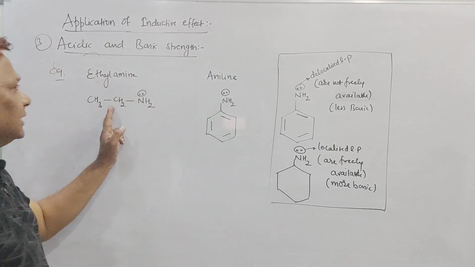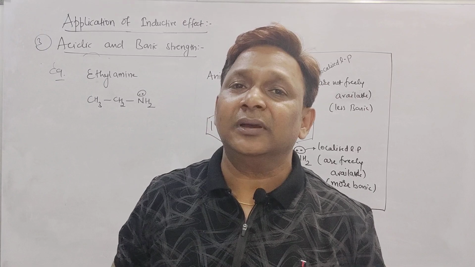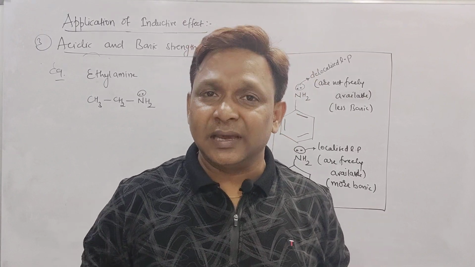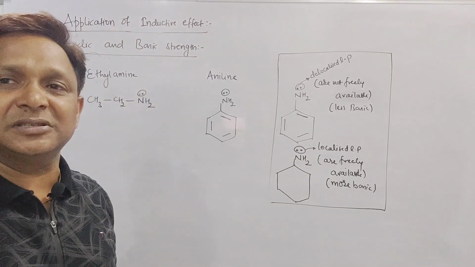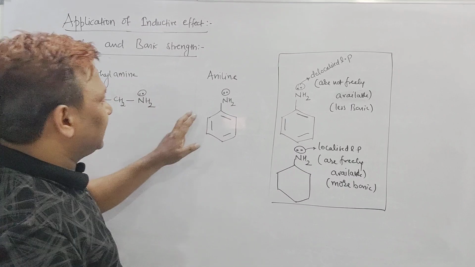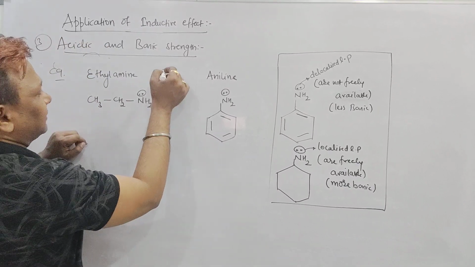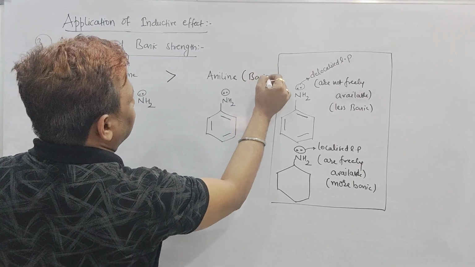Right, now you can see ethylamine and aniline. Can you decide and let me know, beta, which one is more basic? Ethylamine is more basic than aniline, or aniline is more basic than ethylamine? Just check it once. In ethylamine and aniline, which is more basic in nature, I should say ethylamine is more basic in nature than aniline.